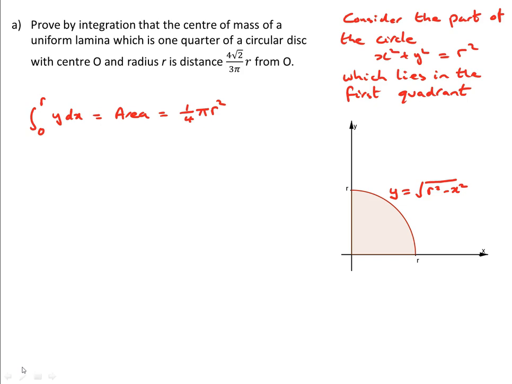The integral between 0 and r of y with respect to x is simply the area underneath the curve. Well, we know that the area of a circle is πr squared, so the area of a quarter circle is going to be 1/4 πr squared. The integral between 0 and r of x times y, integrated with respect to x, is going to be the integral between 0 and r of x times the root of r squared minus x squared.